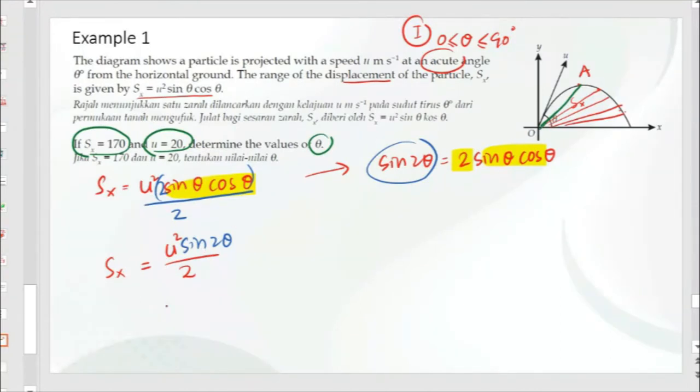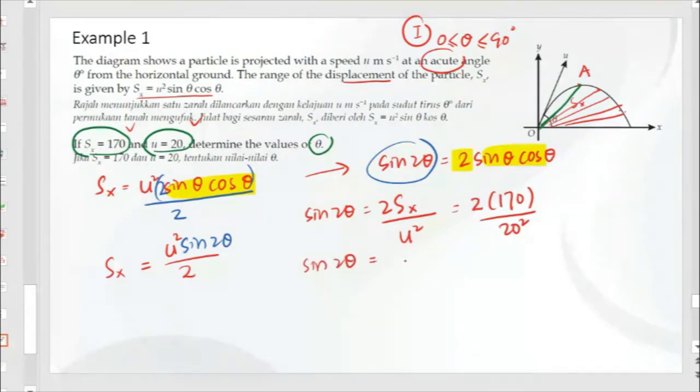Okay, so after this, we want the value for sine 2 theta, right? So move this to the other side. Now your sine 2 theta equals 2xx over u squared. And what is the value for xx and u squared? Here. Just substitute inside. So you will get 2 multiplied by 170 over 20 squared. Then use your calculator, and you get sine 2 theta equal to 0.85.